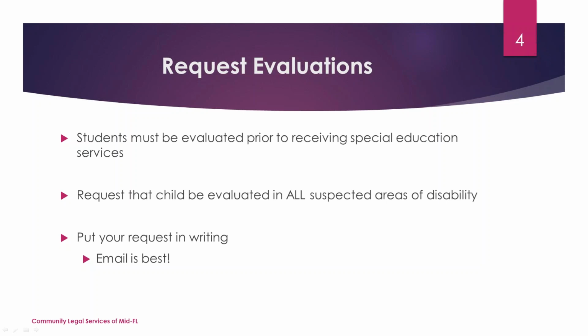You put your request in writing always, always. When you make that initial request for an evaluation, if you say it to them, legally it did not happen. So what I suggest you do is send an email to the principal of the school or someone in the ESE department, the special ed department. ESE stands for Exceptional Student Education. And you can get those contacts from the district's website. And what you say is, you introduce yourself, obviously, and due to the issues student Y is having, we are requesting an evaluation in all suspected areas of disability.